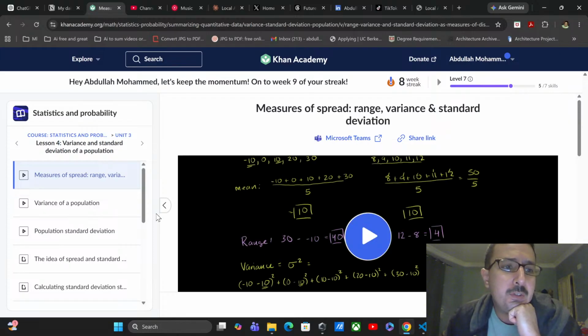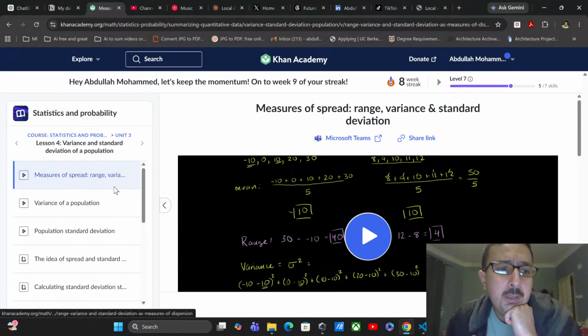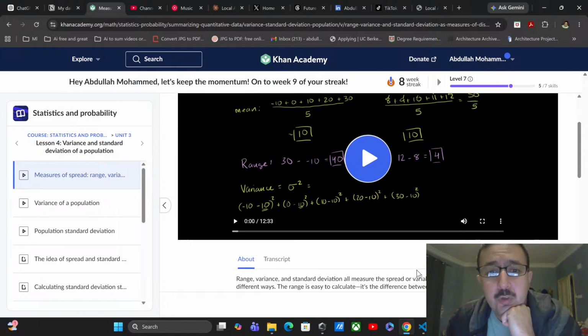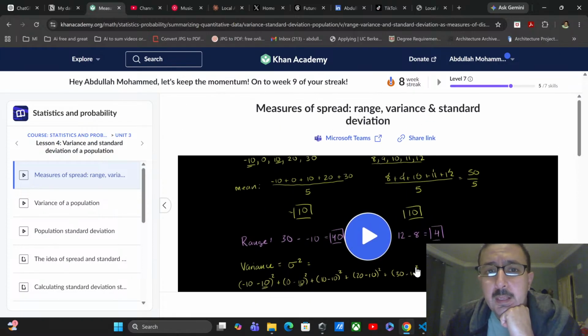Should we take this today? Measures of spread. Are we still in Unit 3? Ready for 12 minutes. Oh my god. Measures of spread, range, variance, and standard deviation. Don't we know the range, variance, and standard deviation?